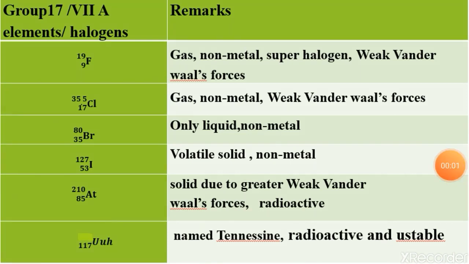Now the last element of group 17 is Uus having atomic number 117. This element is newly discovered and named tennessine. It is radioactive in nature and unstable. Nowadays, students, not many properties of this element are known, so there is no need to study about this element.